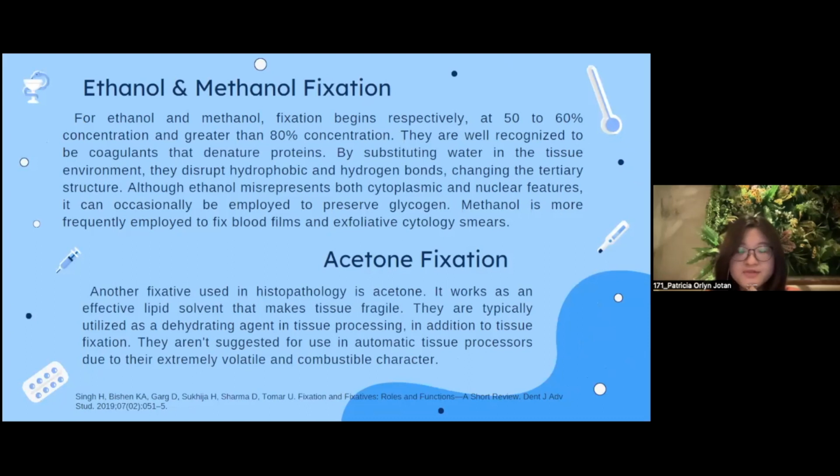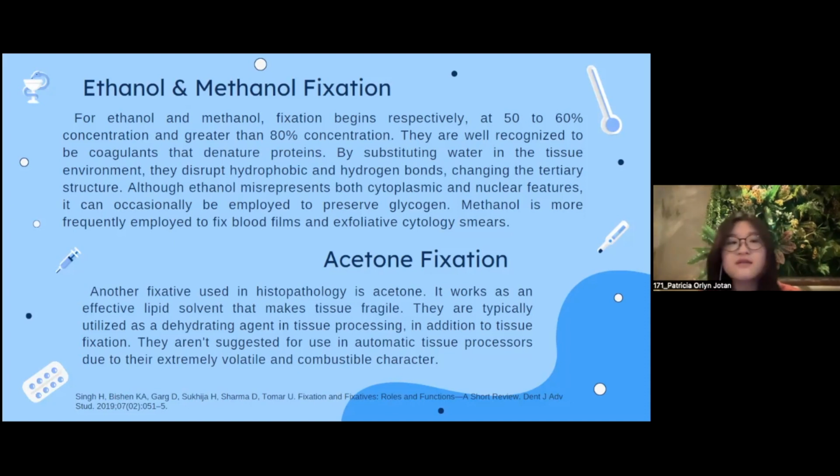Hello everyone, let me introduce myself. My name is Patricia Orlyn Jotan. Ethanol and methanol fixation. Ethanol and methanol fixation begins respectively at 50 to 60% concentration and greater than 80% concentration. They are well recognized to be coagulants in nature for proteins. By substituting water in the tissue environment, they disrupt hydrophobic and hydrogen bonds, changing the tertiary structure. Although ethanol misrepresents both cytoplasmic and nuclear features, it can occasionally be employed to preserve glycogen. Methanol is more frequently employed to fix blood cells and exfoliative cytology smears.